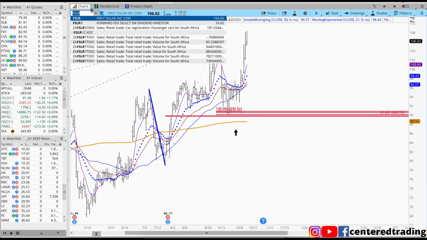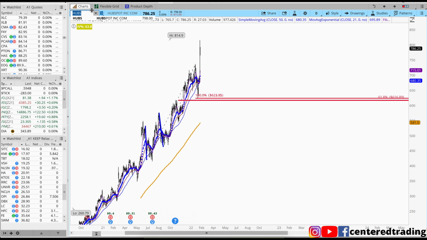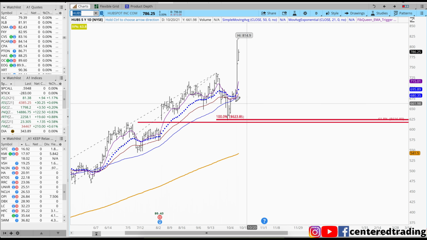Next, we have October 5th for HubSpot. HubSpot doing really well as well. So continue to ratchet up your stops with this chart.